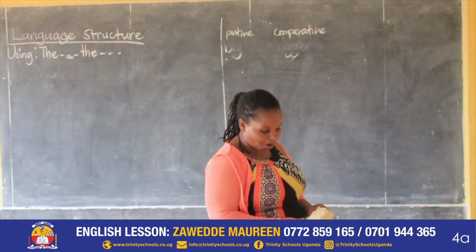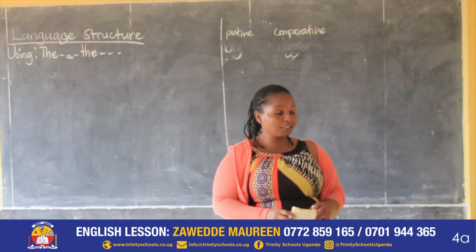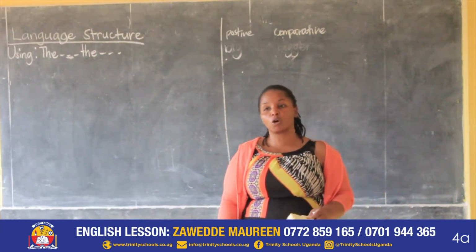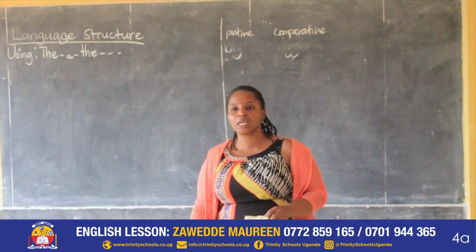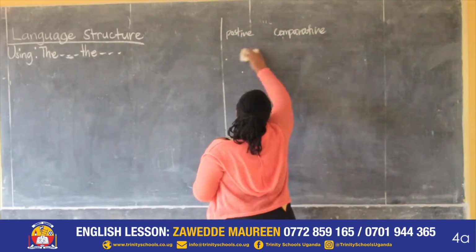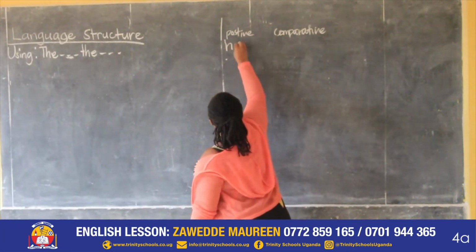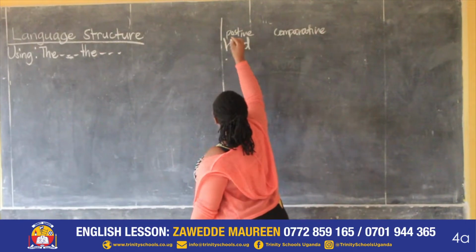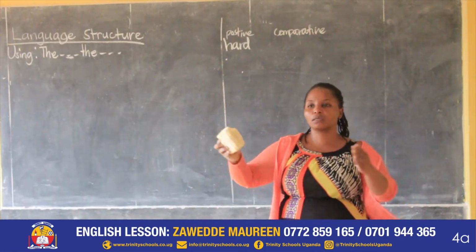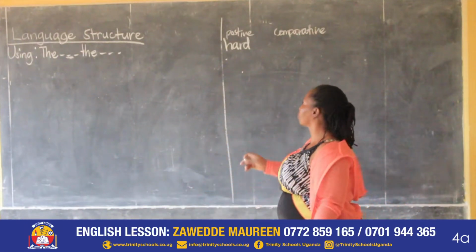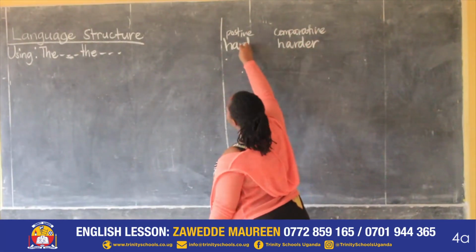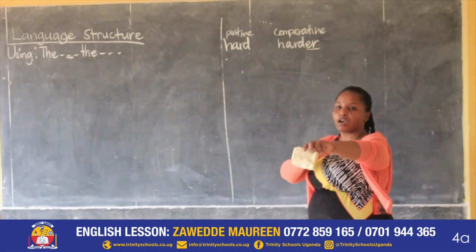Take an example of adjectives with only 2 syllables. We want to see how they are changed into the comparative form. An example is hard. Syllables are just the sounds of the words. Hard is just one syllable. You just add ER, just like that. Hard, you just add ER to form the comparative.